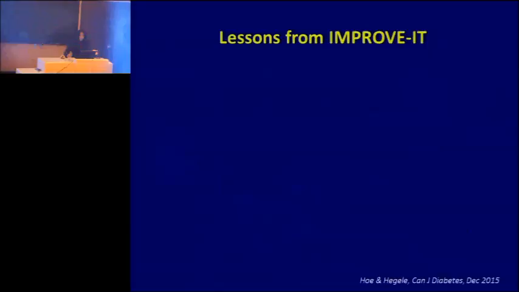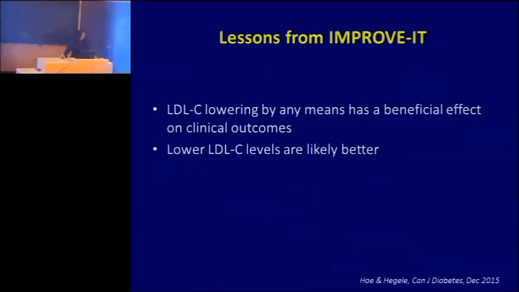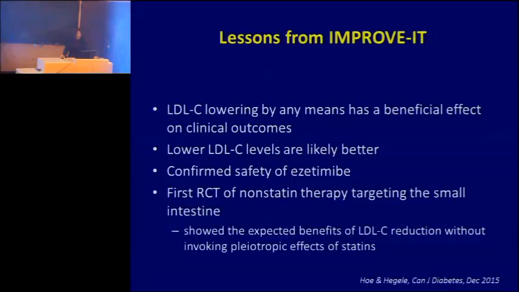So what are the lessons from IMPROVE-IT? Essentially, from IMPROVE-IT, we know now that LDL lowering by any means has a beneficial effect on clinical outcomes, and lower LDL levels are indeed likely better. The safety of ezetimibe has been confirmed, and it is also the first randomized controlled trial of a non-statin therapy targeting the small intestine. It showed that LDL reduction is good without invoking the anti-inflammatory and anti-thrombotic effects of statins, often referred to in trials as the pleiotropic effects of statins. So this is good.